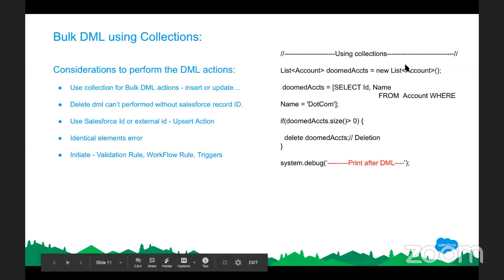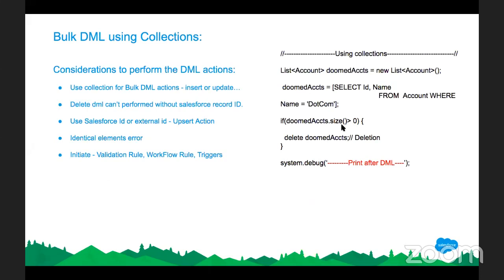Look at this example, right side example. I'm doing the DML actions, but I want to delete n number of accounts. How am I doing it? Through my collection. I'm just mentioning here the list of accounts. One of the collection types is list, right? So I hope in the first session you already have some idea about set, list, and map.